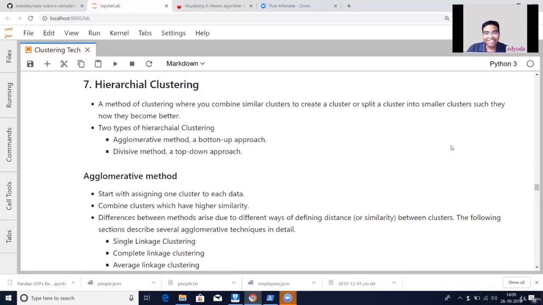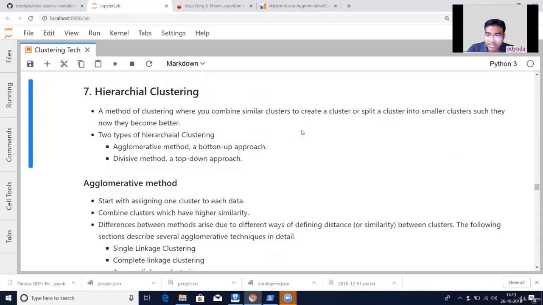Let's get into the next clustering method, that is hierarchical clustering. A method in which you start with each data point belonging to its own cluster, then you try to merge clusters which are very similar and create a bigger cluster. This is your bottom up approach. This is what is the agglomerative method.